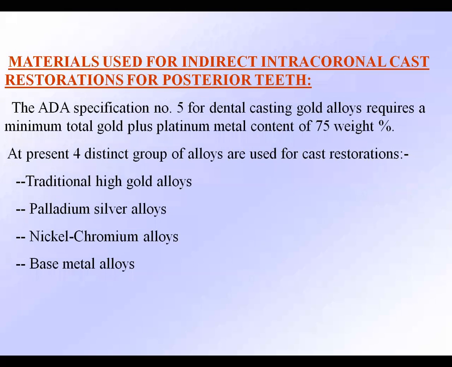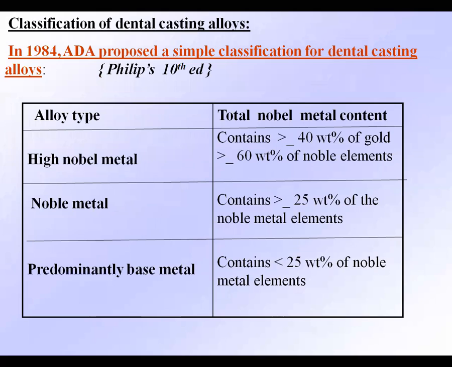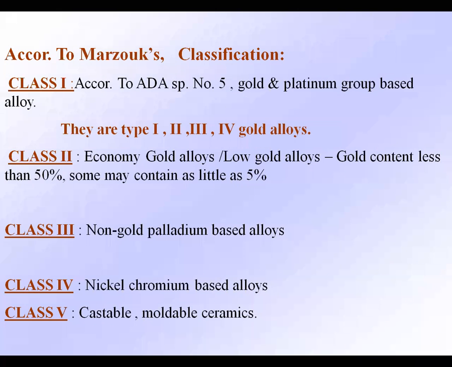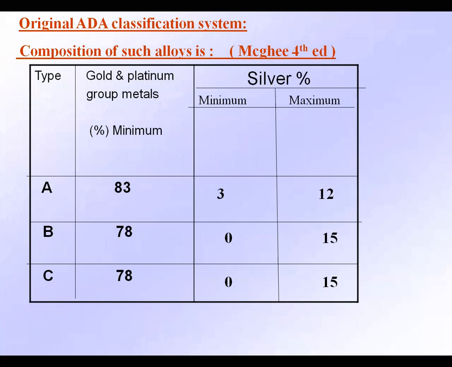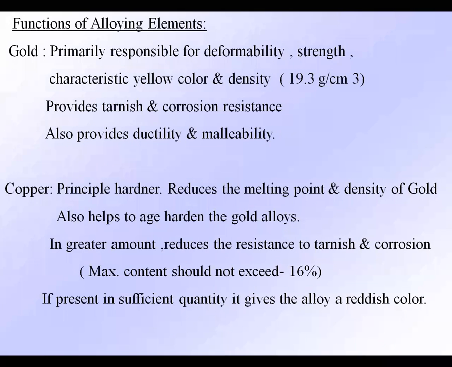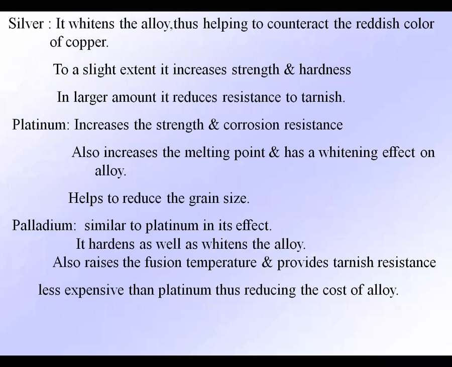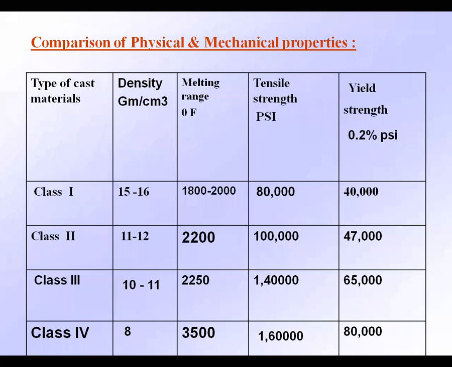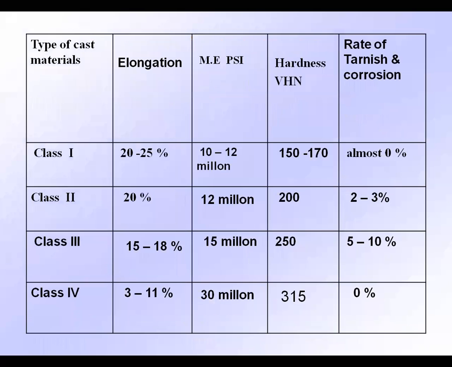Different materials are used: high gold alloys, palladium, silver alloy, chromium alloy, base metal alloy. Then we have seen the different classifications of these base metal alloys and noble alloys. Then the properties of the alloys, and the function of each ingredient, like gold, copper, silver, platinum, palladium. Then the physical properties of all alloys.